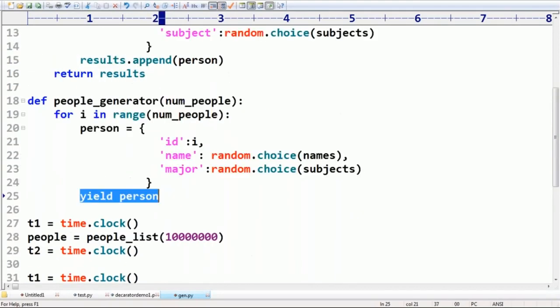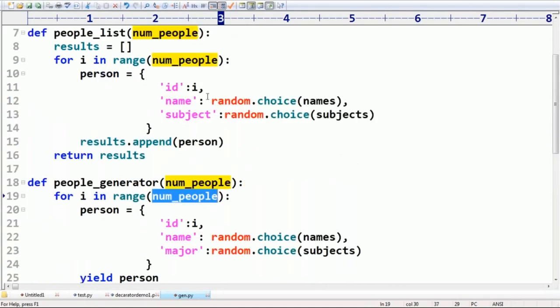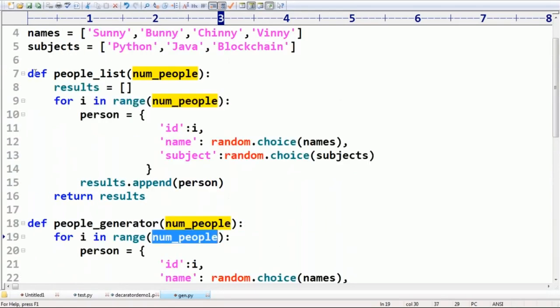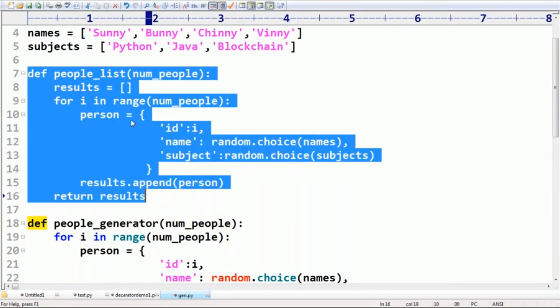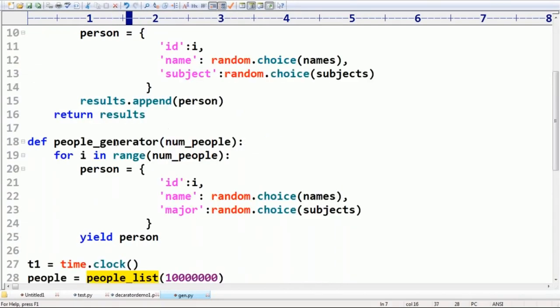Now my question is, it's going to yield the person. How many things is it going to yield for i in range of number of people? So observe that. Don't think too much. You are not required to understand the code also. Here I just wrote some functions: one is list based, the second one is generator based.